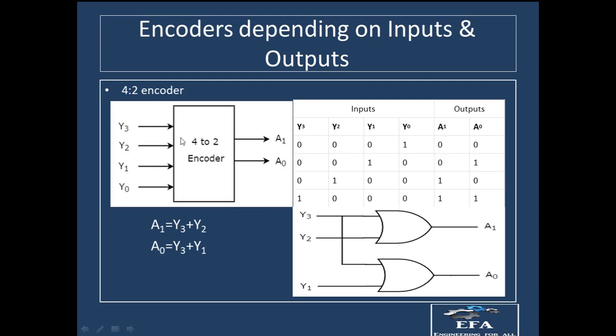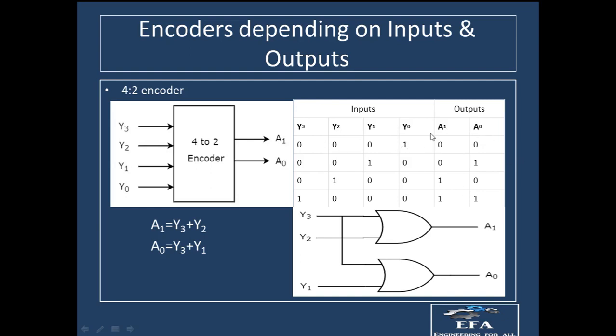Now if in the examination you get a question that you have to draw the 8:3 encoder, the process will be exactly the same. Here you will have an 8:3 encoder. On this side you will have 8 input lines, and on this side you will have 3 output lines. In the truth table you will have from y7 to y0: y7, y6, y5, y4, y3, y2, y1, and y0. These all will be the input lines, and your output lines will be a2, a1, and a0.